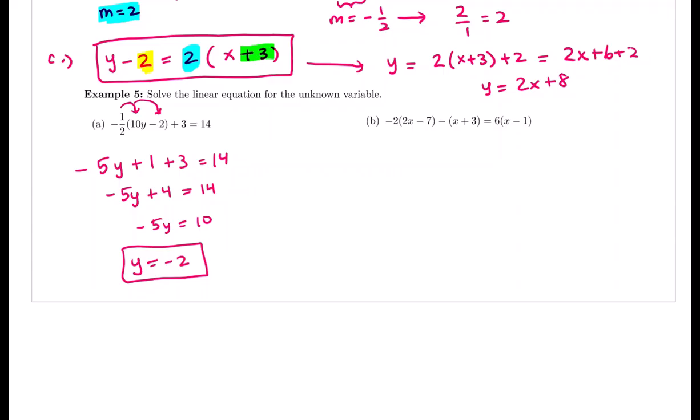If I wanted to present that in set notation, I could also say just the number -2 inside of a set of curly brackets. So that's also an option.